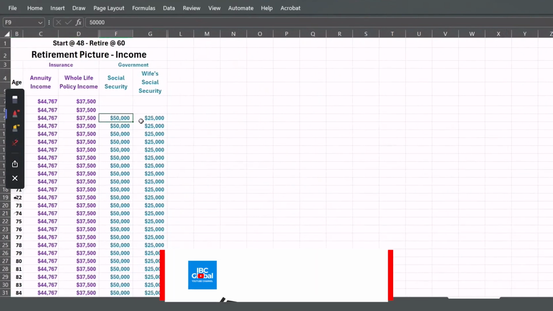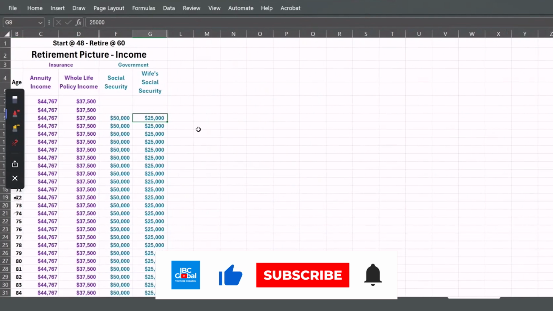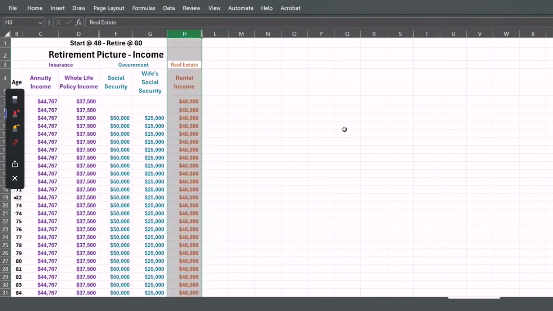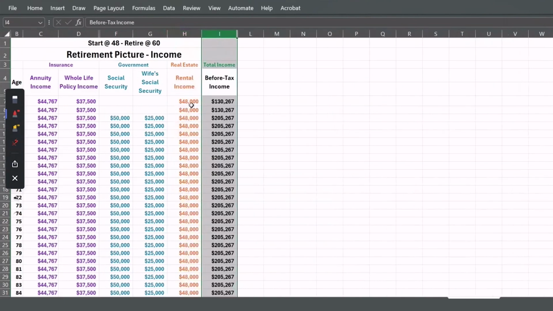He'll get $50,000 per year. His wife will get 50% of that. Then you've got real estate income. He's got rental properties that give him about $4,000 per month. So here is his before tax income in retirement.